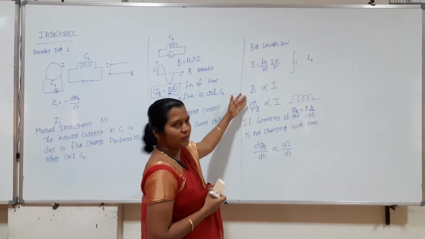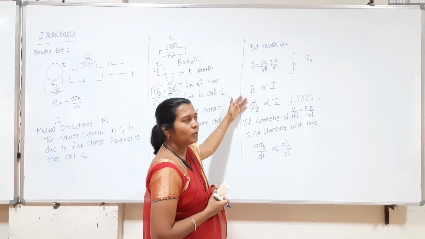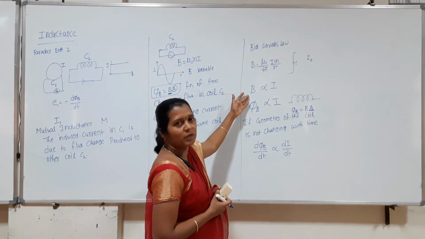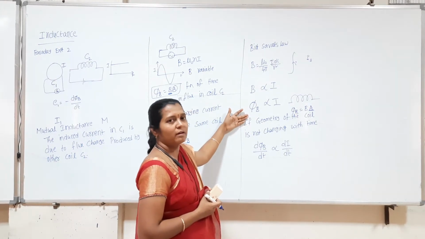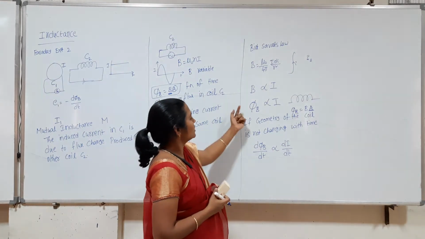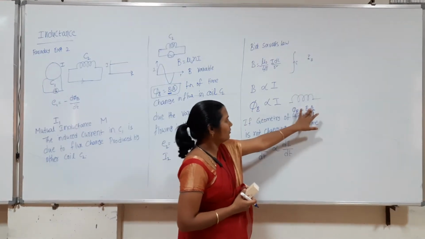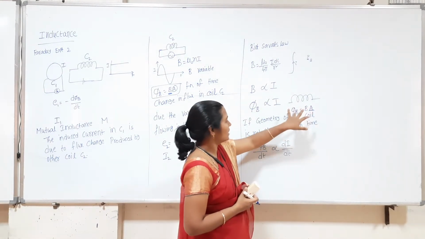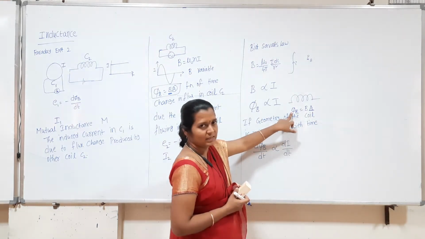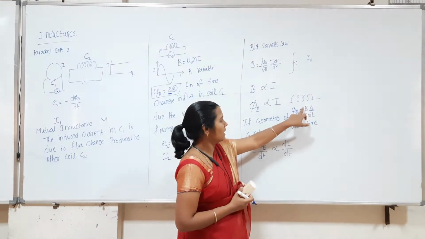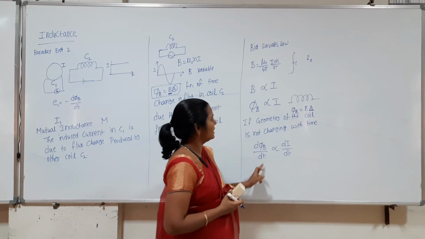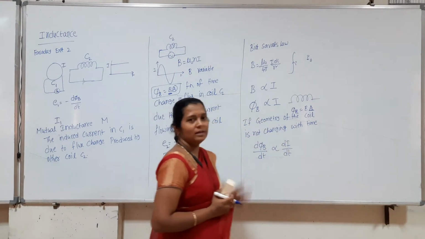So from Biot-Savart's law, B is directly proportional to I. As B is directly proportional to I, the magnetic flux is also directly proportional to I. Now consider the time variation, differentiation of this equation, keeping the area of the loop constant. Differentiating the magnetic flux with time also means dB by dt. So d phi B by dt is proportional to dI by dt.